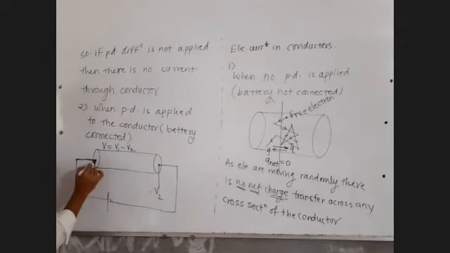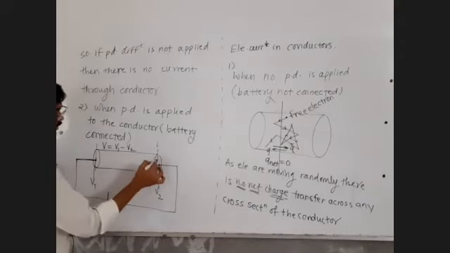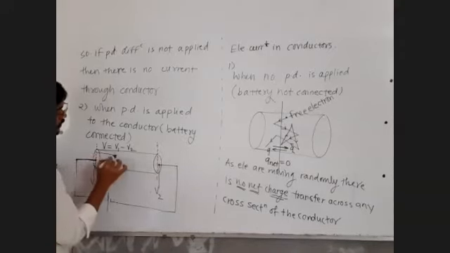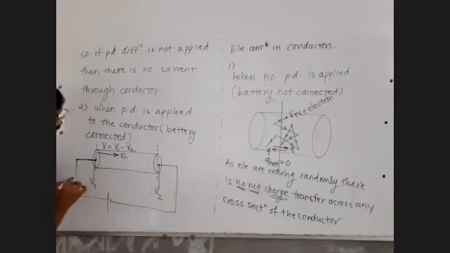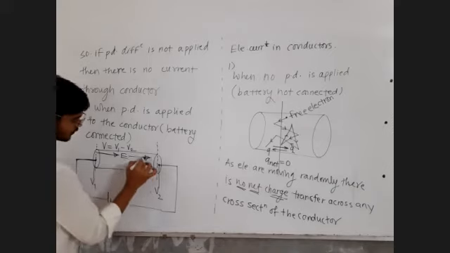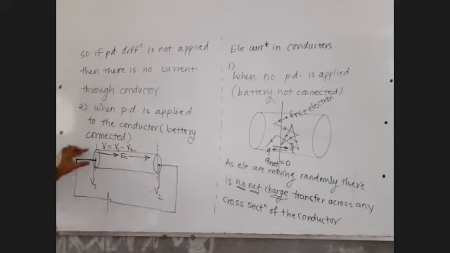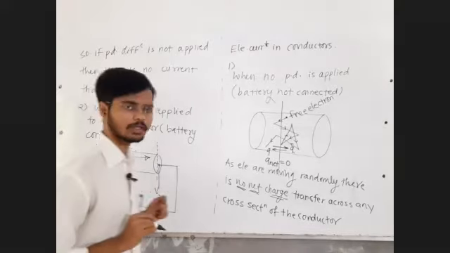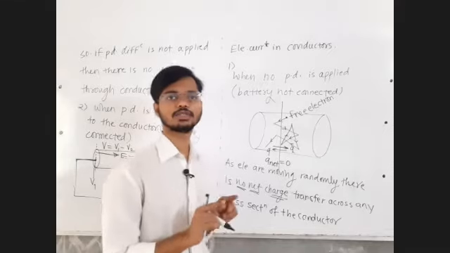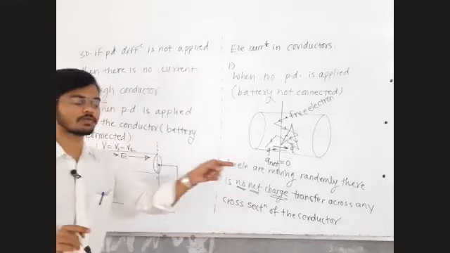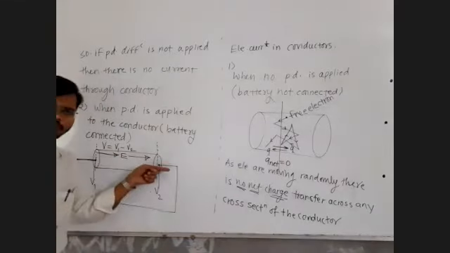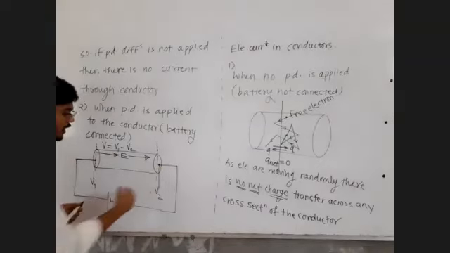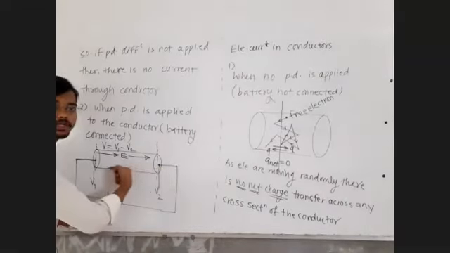This is higher potential, this is lower potential. The direction of electric field will be from higher potential to lower potential, in this entire region. Now electrons are negatively charged. A positive charge experiences force in the direction of electric field. A negative charge experiences force opposite to the electric field.